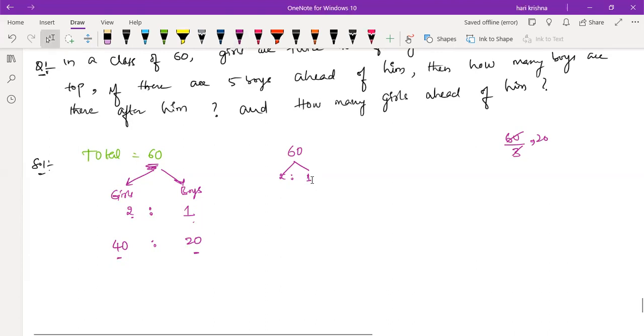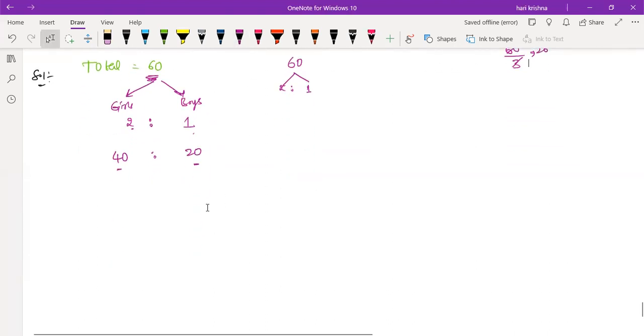So for the total class, one more position is given. What is it? It is the top of the class. Mohit is 15th from the top. And one more piece of information is given, that only 5 boys are ahead of him. 15th from the top and 5 boys ahead of him.